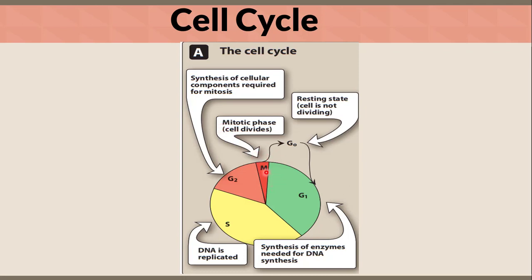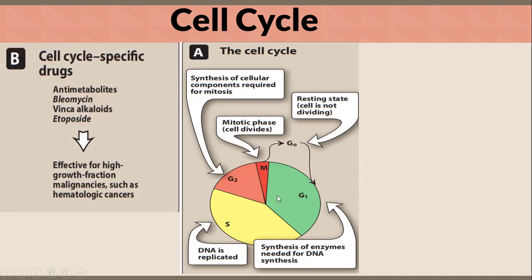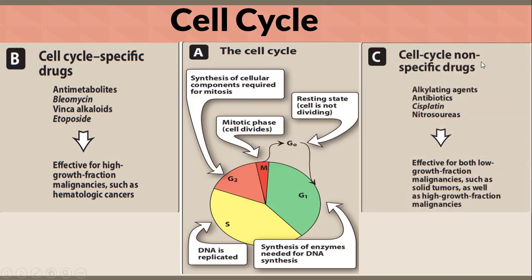Then back to G0. Here, cell cycle specific drugs are examined: anti-metabolites, bleomycin, vinca alkaloids, and etoposide. They are effective for high growth fraction malignancies such as hematologic cancers. And cell cycle non-specific drugs such as alkylating agents, antibiotics, cisplatin, and nitrosourea are effective for both low growth fraction malignancies such as solid tumors as well as high growth fraction malignancies.